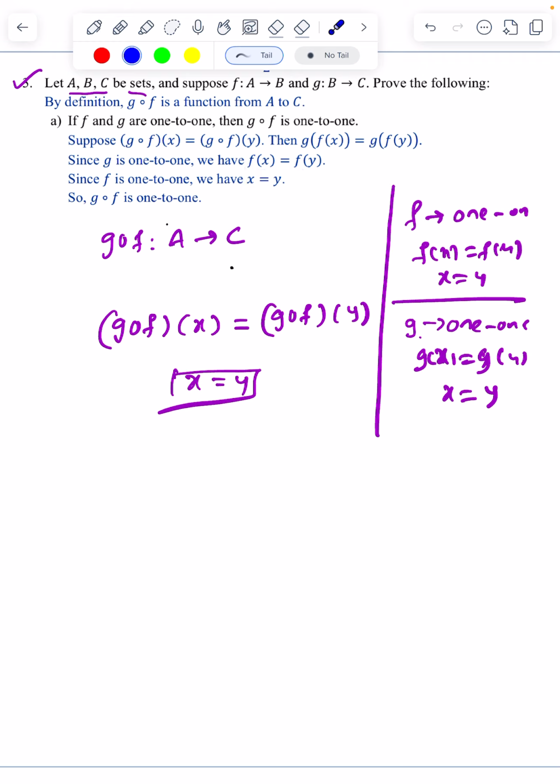Then we can say, firstly we took the images for x and y as equal. Finally, these input domain values are also equal. That we have proven. That's why g circle f is a one-to-one function.